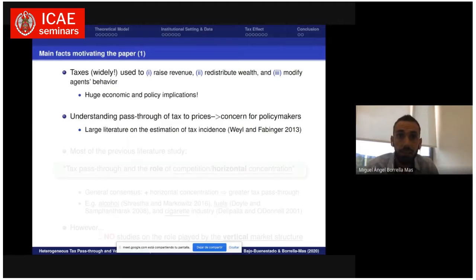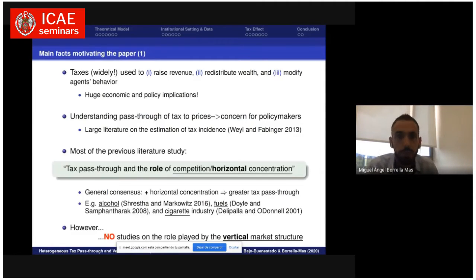But much of this existing literature on the pass-through focuses on the role of competition and, in particular, the presence or absence of horizontal market concentration. The general consensus in the literature is that in imperfectly competitive markets, the more horizontally concentrated the market is, the greater the tax pass-through. Indeed, for perfectly competitive markets, economic theory predicts that taxes are fully passed to consumers. This result has been tested in different industries, like the alcohol industry, the fuel industry, or the cigarette one. However, this extensive literature on the influence of the horizontal market structure on the pass-through of taxes stands in stark contrast to the absence of studies on the role played by the vertical market structure.